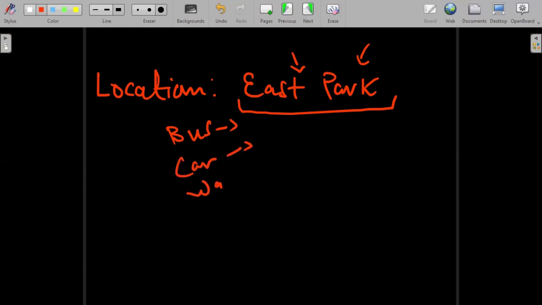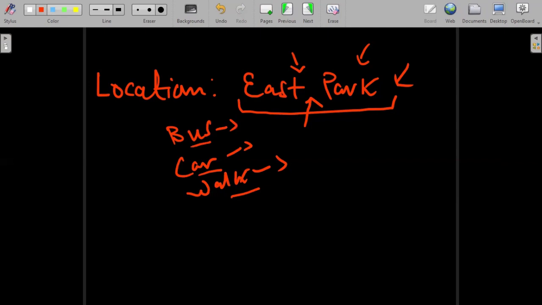You can walk. You can also get to East Park. So either you come by bus, you come by your own car, or you walk. When you are at East Park, your location will just be what? East Park. It does not matter the path that you take to reach this destination, which is East Park. When you're at East Park, we are going to say your location is East Park.